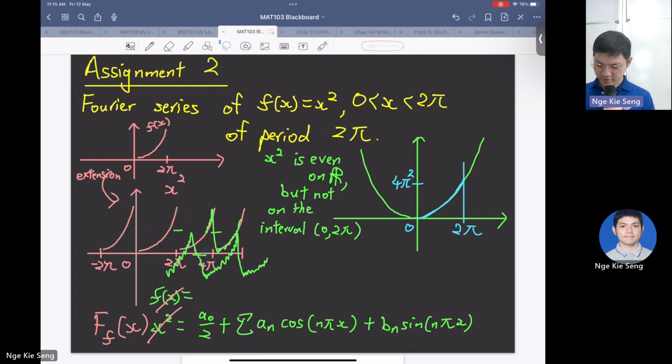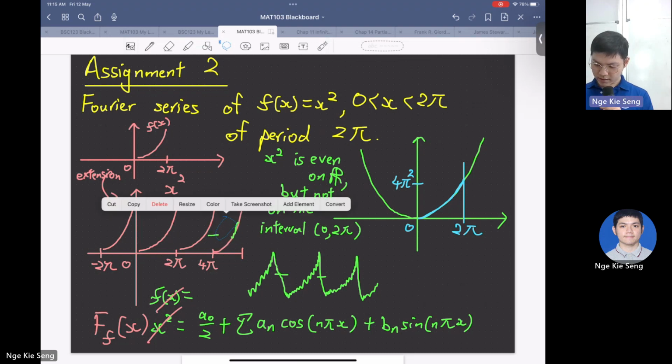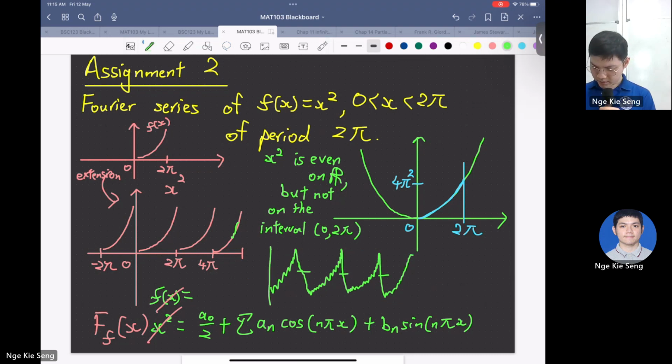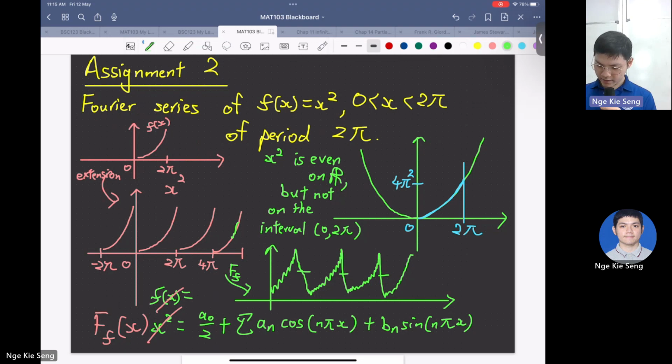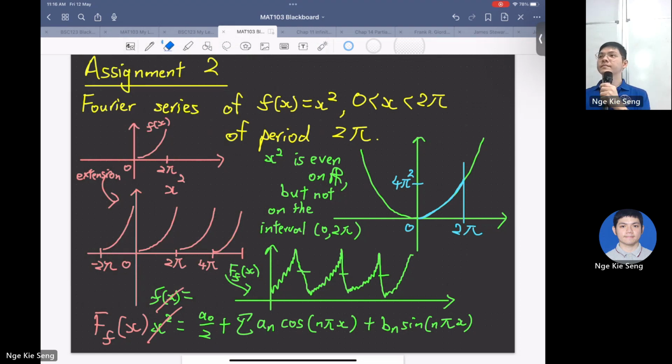How about I create another graph for you? Let me draw the process out. First we have this f here, and then we extend it to this, and then we take the Fourier series, F subscript f. You can see that these two might not be the same function. Make sense? Question?